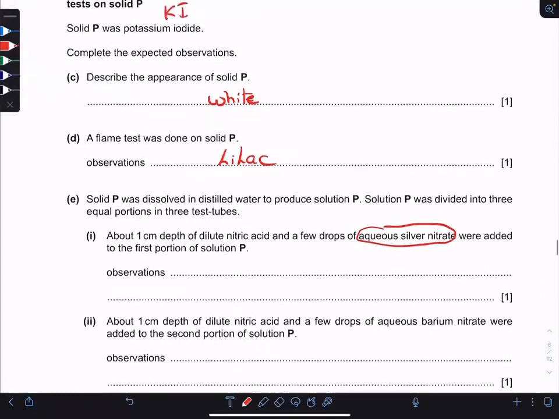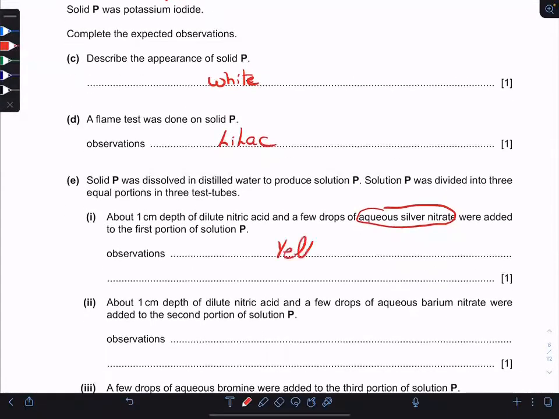We have potassium iodide with silver nitrate gives you a yellow precipitate. Take care, silver nitrate is used to test for the 3 main halides, chloride, bromide, and iodide. Gives white, creamy, and yellow precipitate respectively.